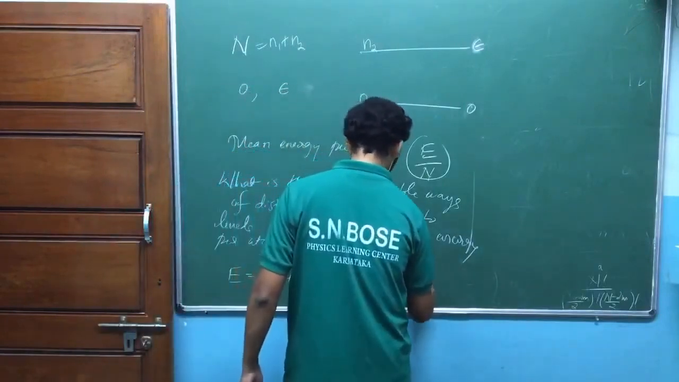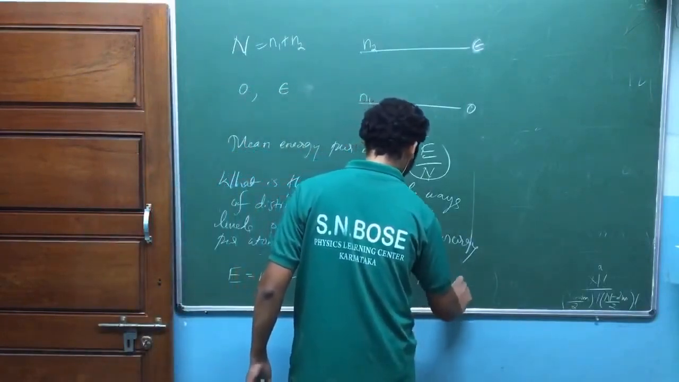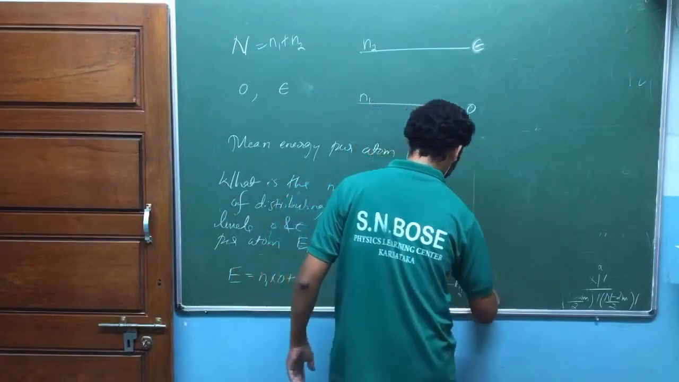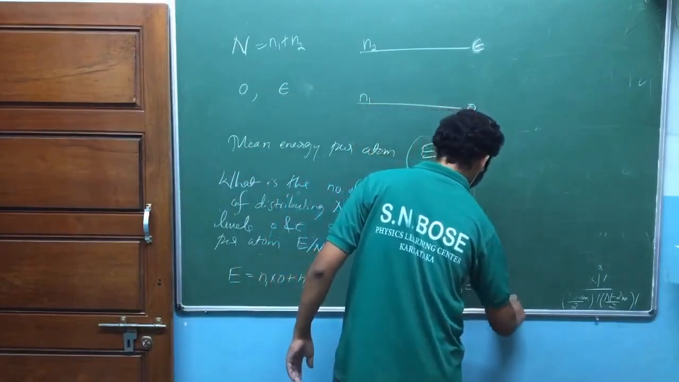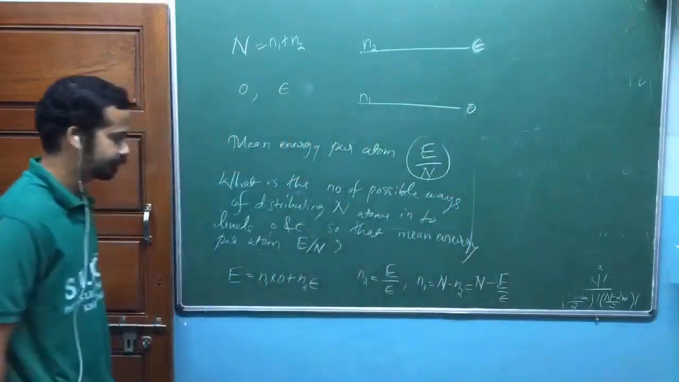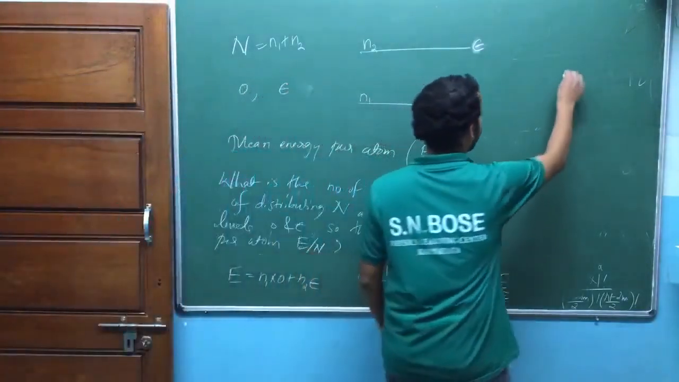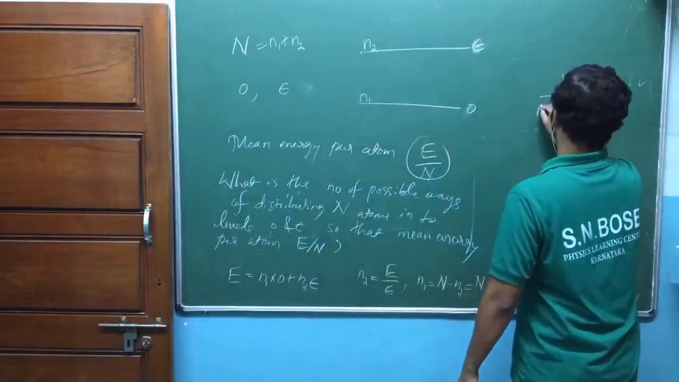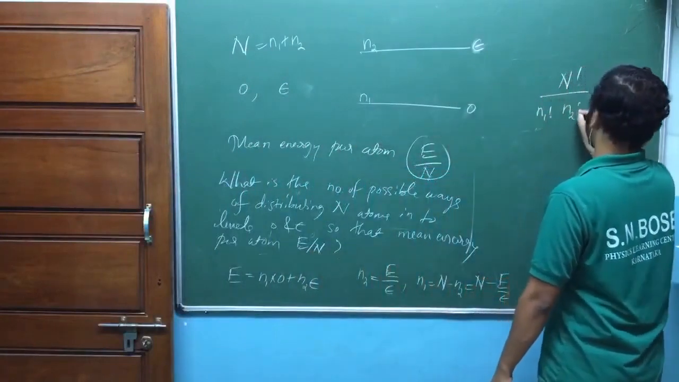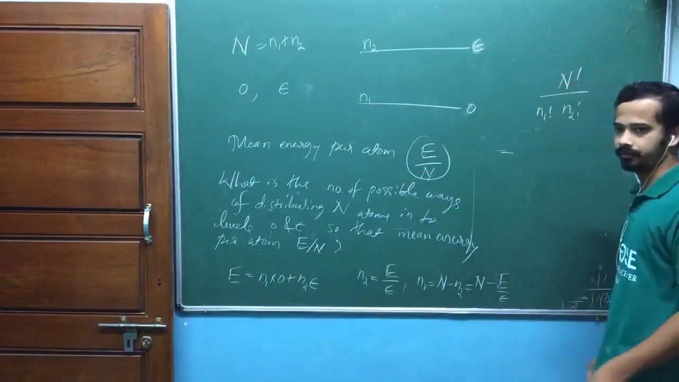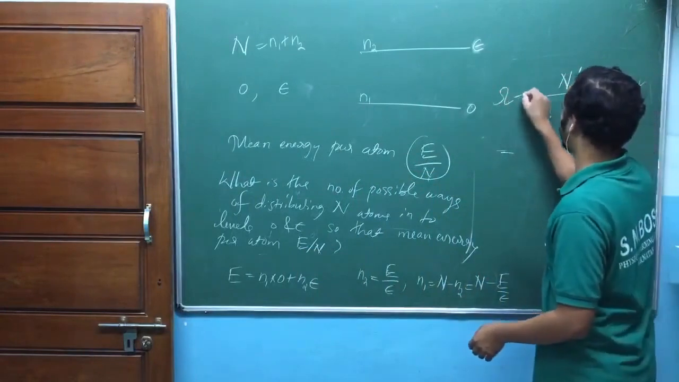So if N2 is equal to this one, what is N1? That's equal to N minus N2. That's equal to N minus E by small e. You got N1 and N2. You can define that one. Am I right? N factorial divided by N1 factorial, N2 factorial, isn't it? This is the total number of possible ways.